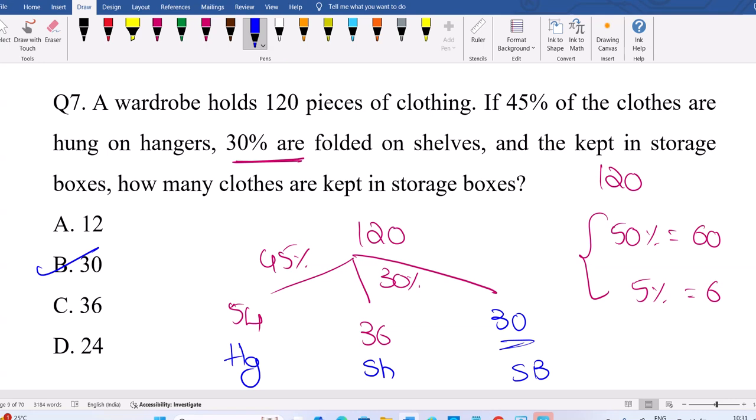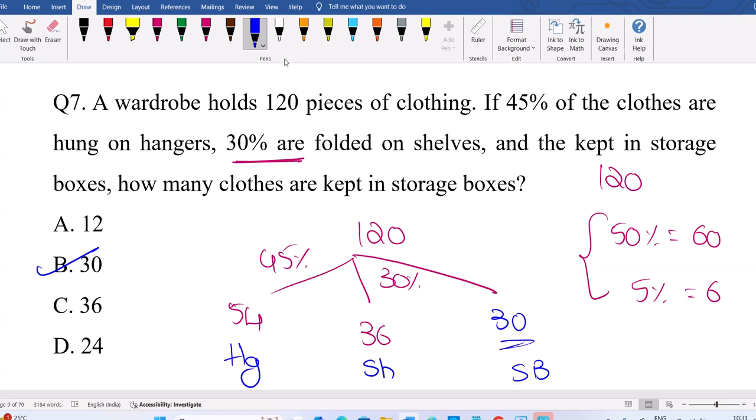Out of 120 pieces, 45% for hangers. How to calculate 45% of 120? Or some people will be a bit smart: 45 plus 30, 75%, sir. 75% means three-fourths. One-fourth of 120 is 30, three-fourths means 90. Directly you can combine, because they did not use the word remaining. We have to be careful whether they use the word remaining or not. If they do not use the word remaining, then you can handle it directly.